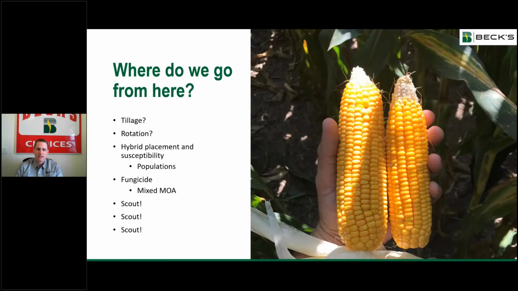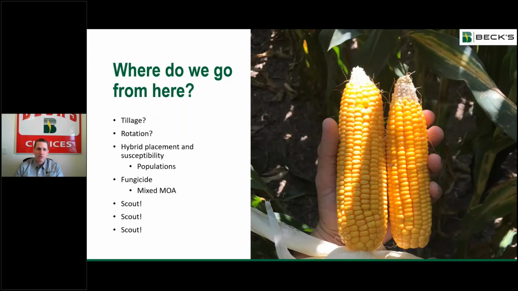One of the big ones I always like to touch on is hybrid placement and susceptibility. You could see from that picture on the previous slide that there was a vast difference in hybrid susceptibility, and I'll share a little more data on that on the next slide. Fungicides, we'll get deeper into that in the following slide too, but we have seen the benefits of a fungicide application. What I always recommend is a mixed mode of action fungicide, one with 2 or 3 effective modes of action. They tend to have a little better residual, and they tend to be more effective against tar spot.